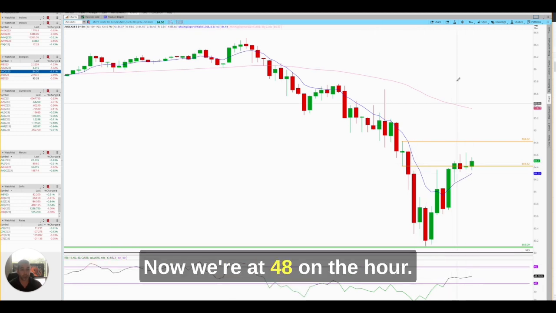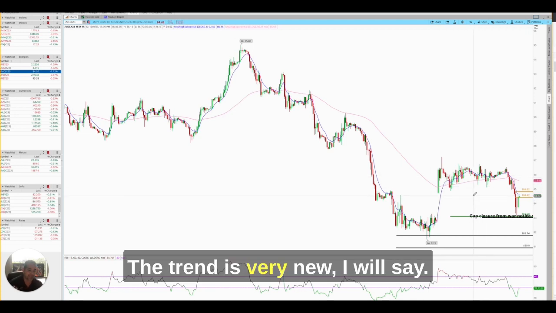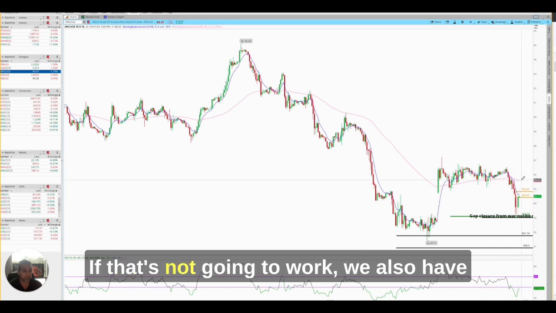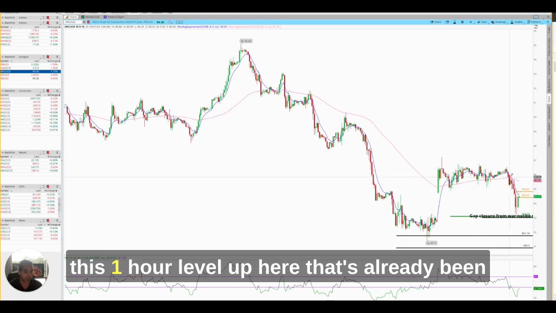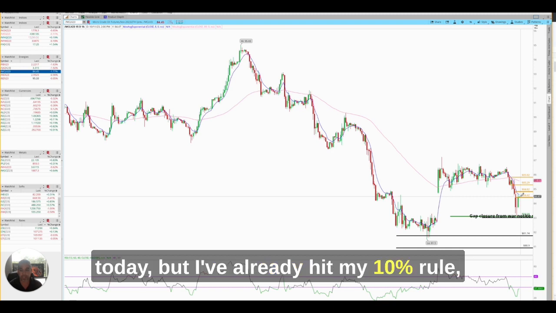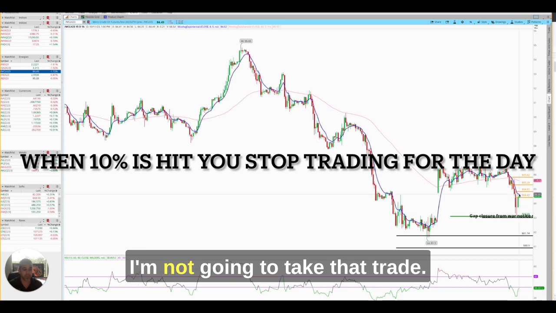Now, we're at 48 on the hour. The trend is very new, I will say. All right. But I think this is a good level. If that's not going to work, we also have this 1-hour level up here that's already been tested with a cross at 8.89 right here. This level is probably going to work out today, but I've already hit my 10% rule. So I'm not going to take that. I'm not going to take that trade.